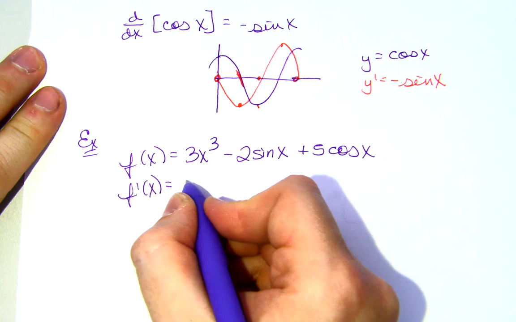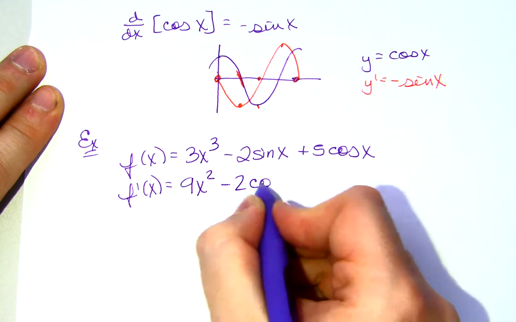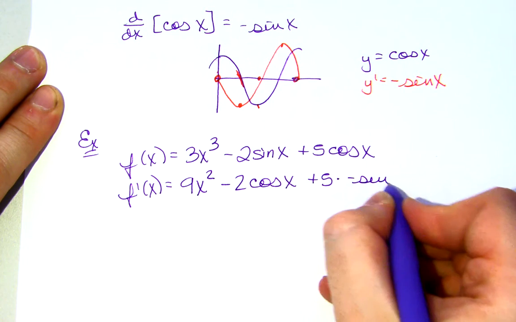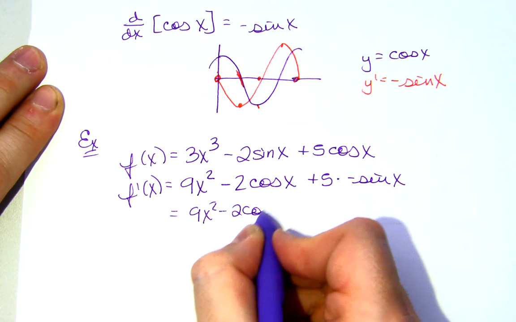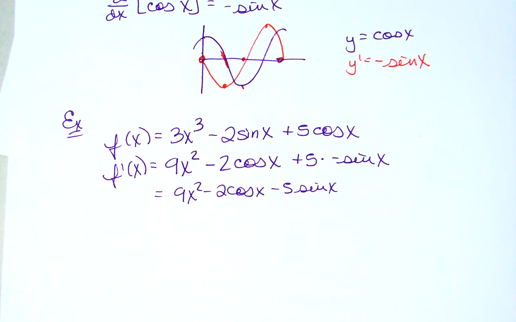Oh, 9x squared minus 2 cosine x minus 5 sine x. Good. Derivative of cosine is negative sine x. No, I don't need to see this line in the middle. We're going to get 9x squared minus 2 cosine x minus 5 sine x. Derivative of sine is cosine. Derivative of cosine is negative sine. The others, can't do yet. We'll save those for later. Anything so far here?